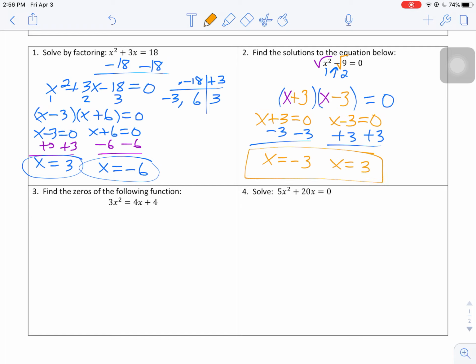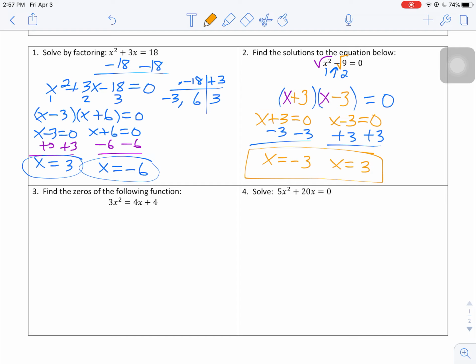Why don't you pause the video and try the last two? On 3, when it says find the zeros of the following function, that's just another way of saying what are the x-intercepts, or what are the answers. You're just solving for x. Same thing back on number 2. They said find the solutions to the equation below. These are all just slightly different ways of asking the same question. You're just trying to solve for x on all of these.